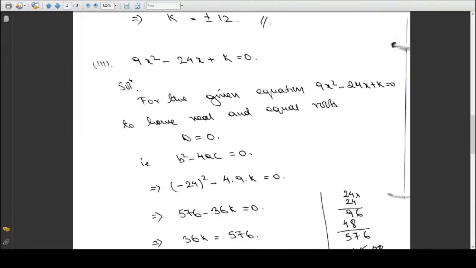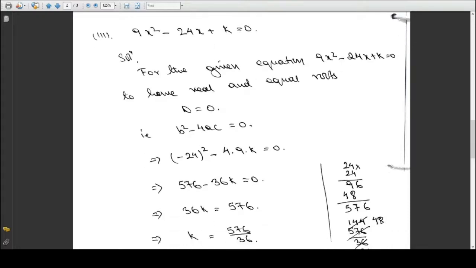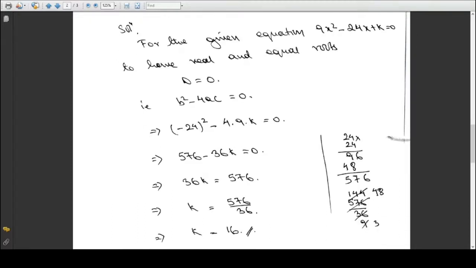Now minus square is plus, 24 square is 576, and here we have minus 4 times 9 is 36k equals 0. Now take this 36k to the right, on the left you have 576 equal to 36k, or 36k equal to 576, which gives us k equal to 576 by 36, or 16.